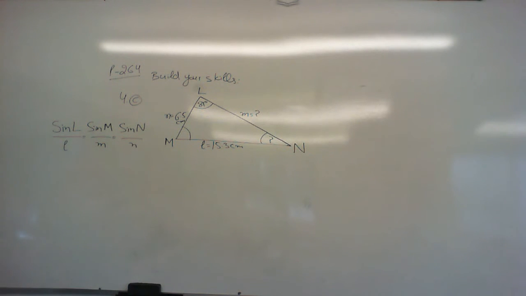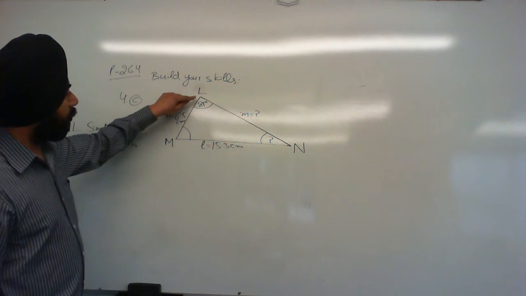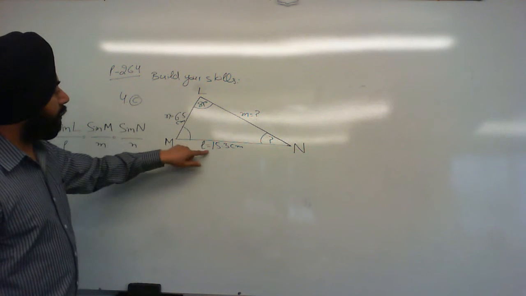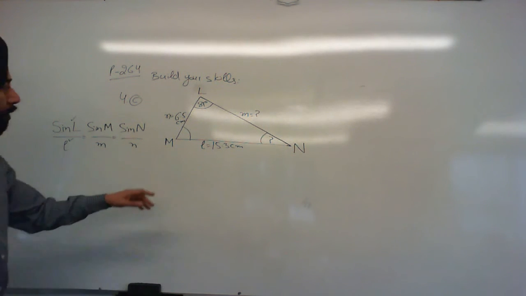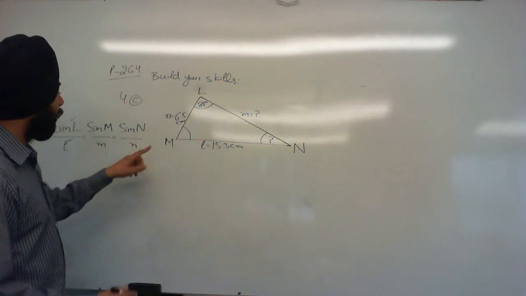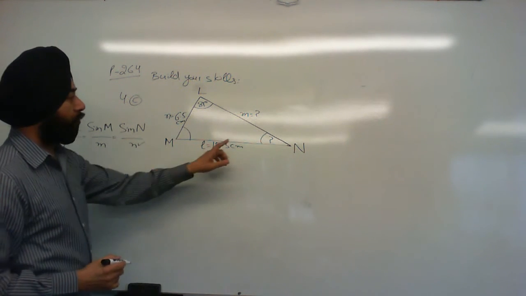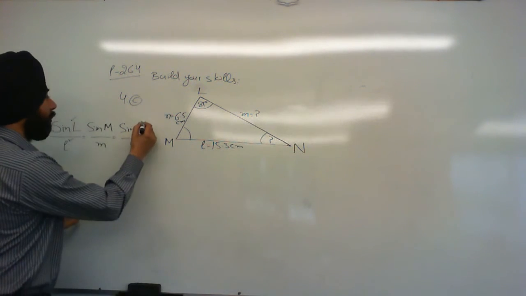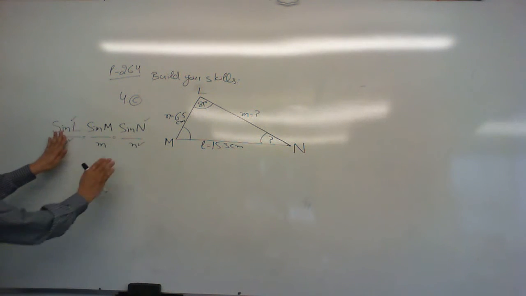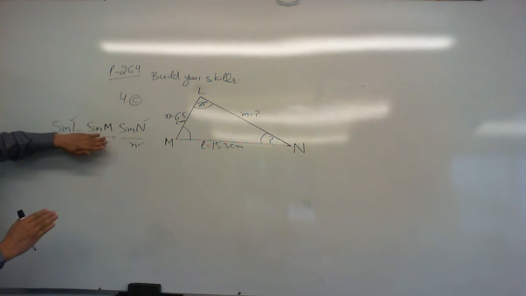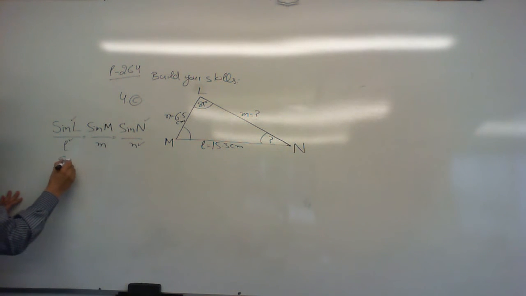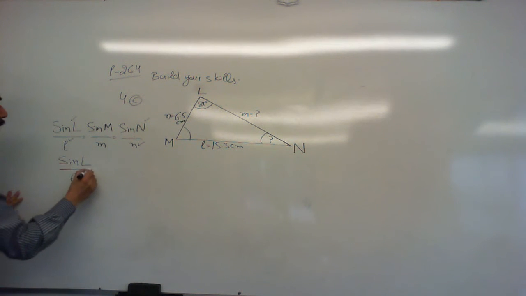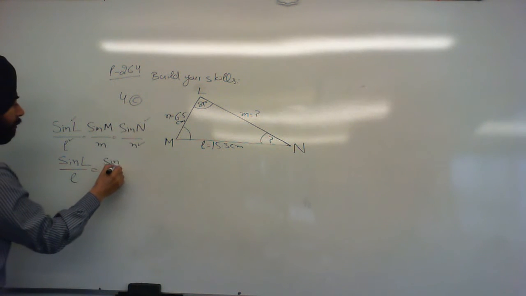Okay, so looking at what's given, we know angle L and side l, these two things are known. We know this, we know this. And we also know side n, that means we know this, and we have to find this angle. So you should use this part and that part. You should ignore the middle thing, right? So you can rewrite this formula as sine L over l is equal to sine N over n.